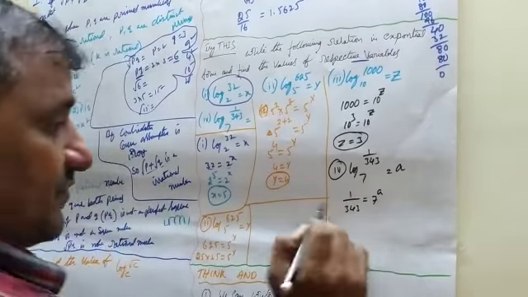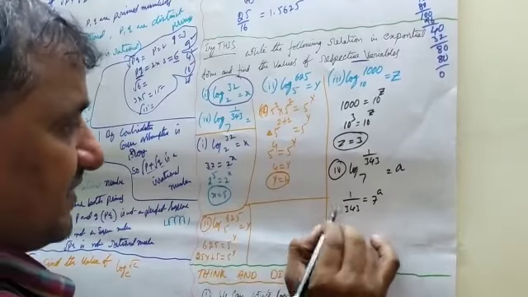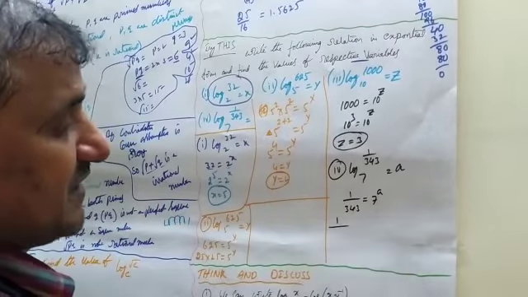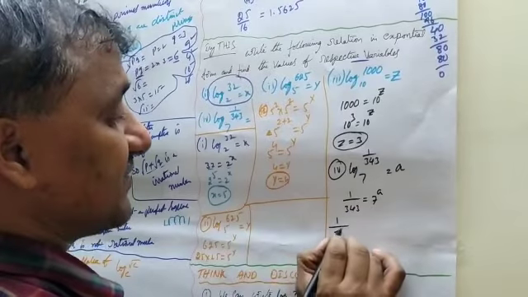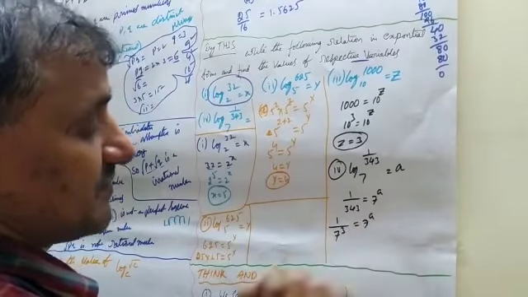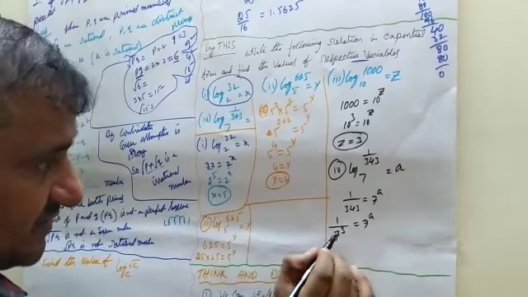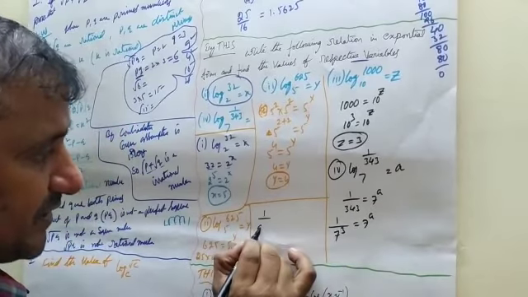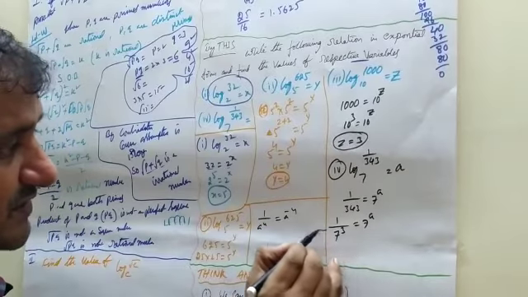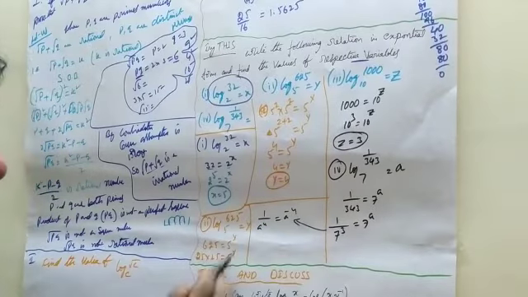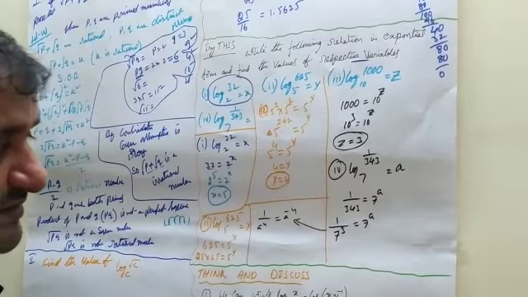Therefore 1 divided by 7 power 4 means 1 by 7 cubed, therefore 7 cubed is equal to 7 power a. What is this? 1 by a power n is equal to a power minus n.